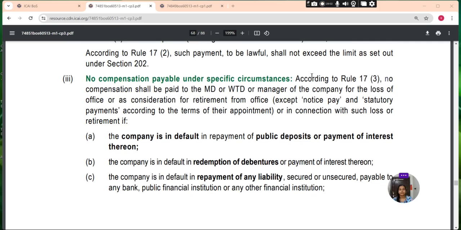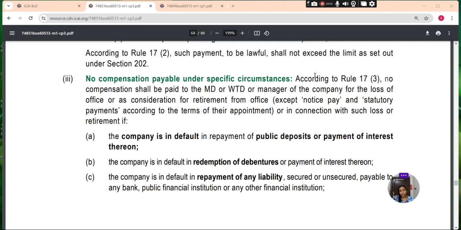No compensation payable under these specific circumstances. According to Rule 17(3), no compensation shall be paid to the managing director, full-time director, manager of the company for the loss of office or as a consideration for retirement from office, except notice pay and statutory payment according to the terms of their appointment in connection with such a loss or retirement, if the company is in default in payment of public deposit or payment of interest thereon. The company is in default in redemption of debenture or payment of interest thereon. The company is in default of redemption or repayment of any liability, secured or unsecured, payable to any bank, public financial institution, or any other public financial institution.